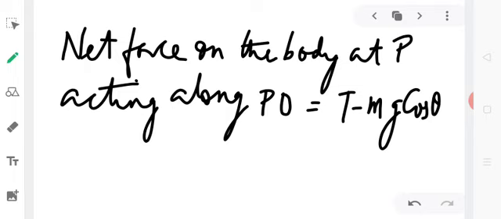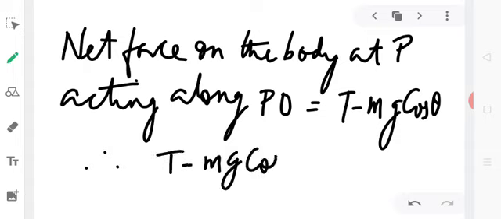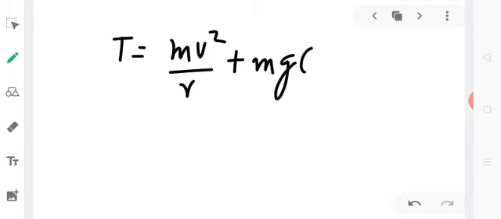Now this must provide the necessary centripetal force, that is mv square by r, required by the body, where v is linear velocity of the body at P. Therefore, we may write T minus mg cos theta equal to mv square by r. From here we get T equal to mv square by r plus mg cos theta.